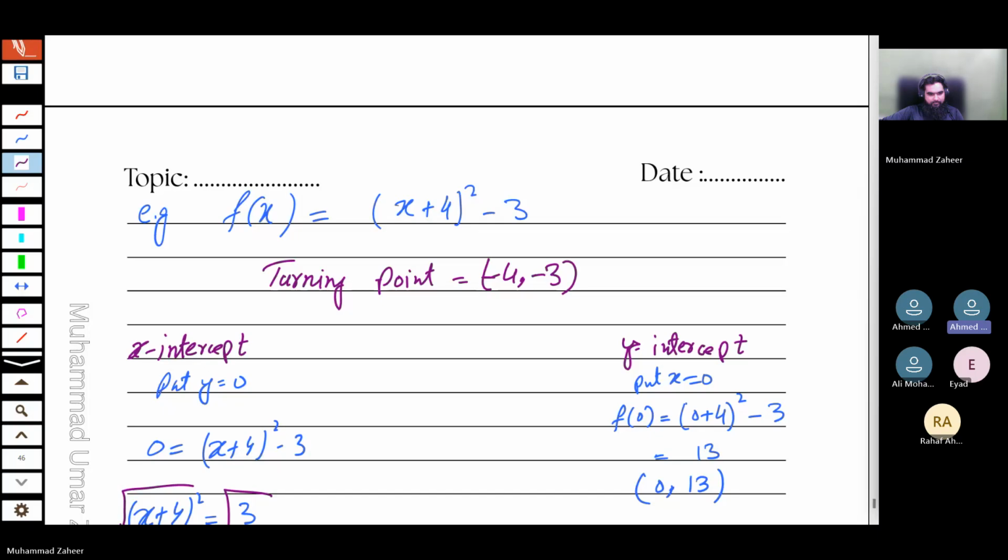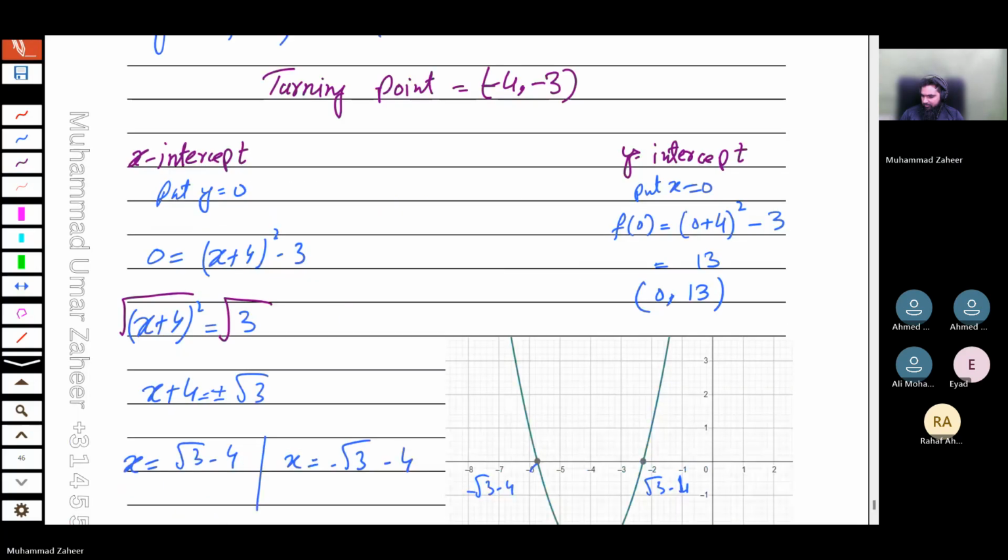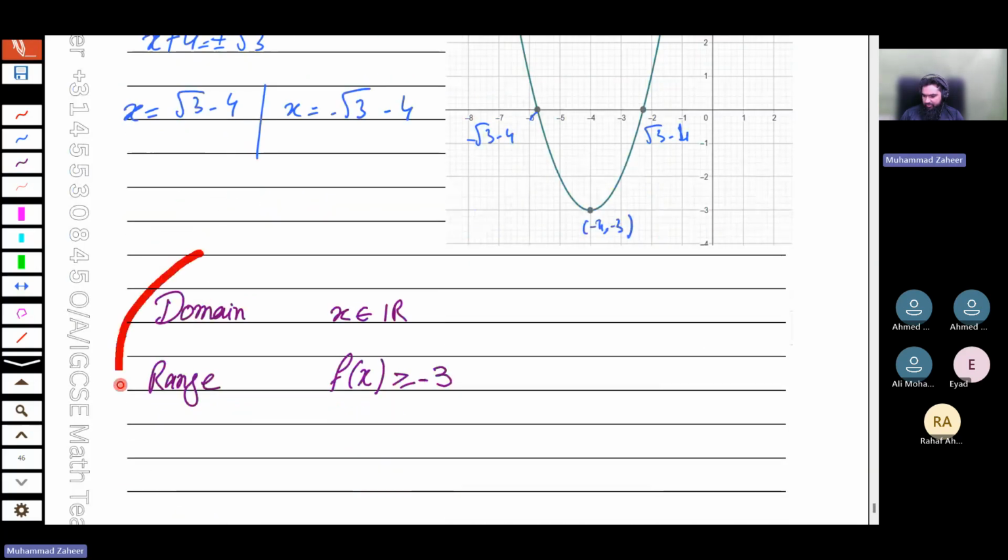Mister, I did not understand the range. Sorry? I did not understand the range. And this part you do not understand?